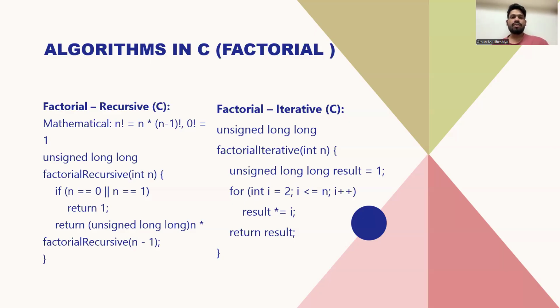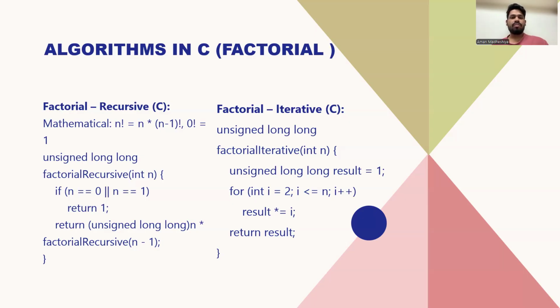In the recursive method, the function calls itself repeatedly. If n is 0 or 1, it will return 1. Otherwise, it will return n into factorial of n minus 1. This method is simple and elegant, but it uses more memory due to repeated function calls.